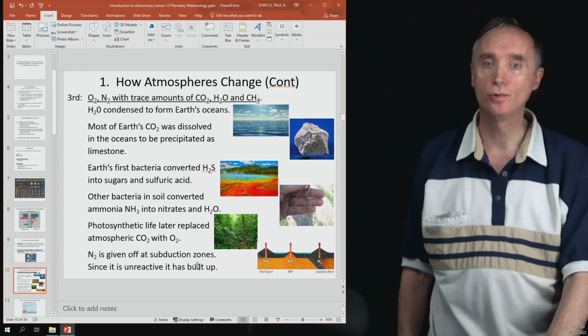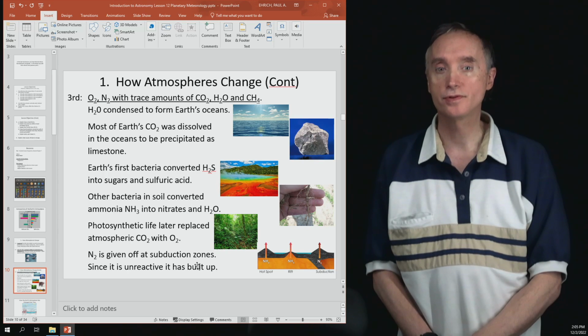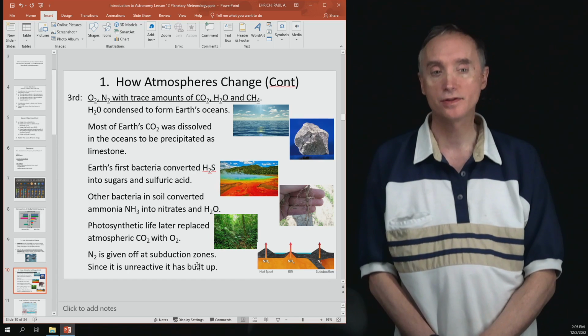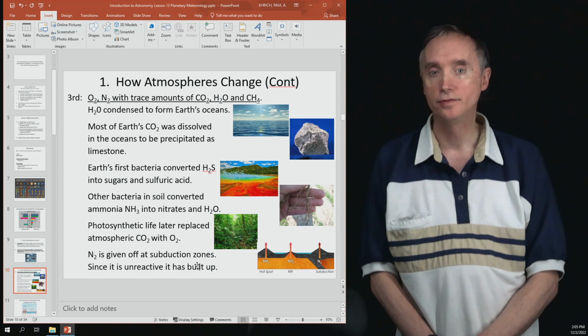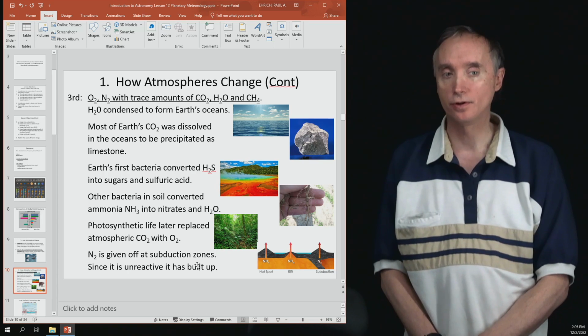Okay, now this next one is what happened to the hydrogen sulfide. So that's the H2S. And so there are some kinds of bacteria that love to eat it. And so that's a picture of Yellowstone National Park.